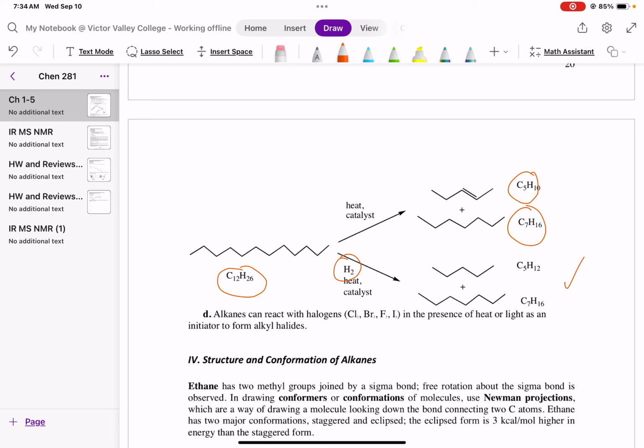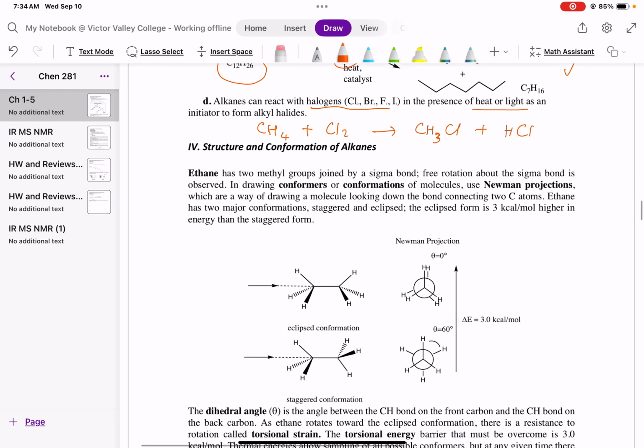Alkanes also react with halogens in the presence of heat or light to form halides. The simplest example would be CH4 reacting with Cl2, giving us CH3Cl plus HCl. So that makes halogenated alkanes.